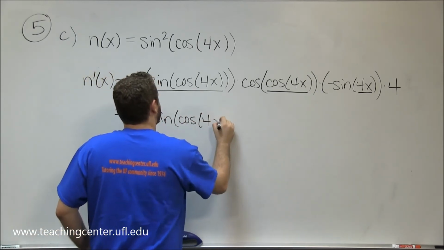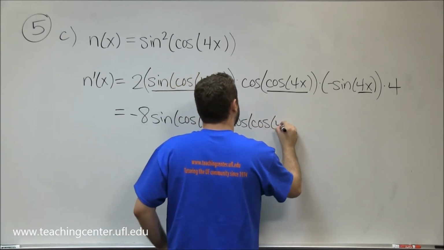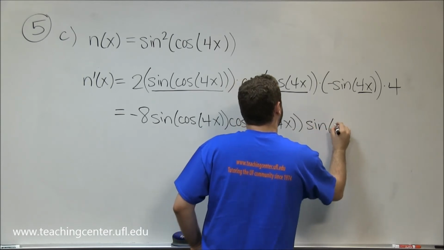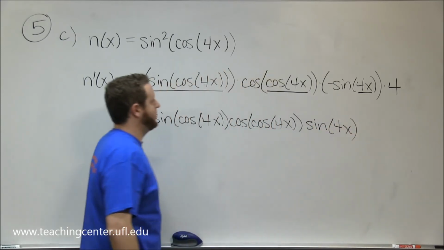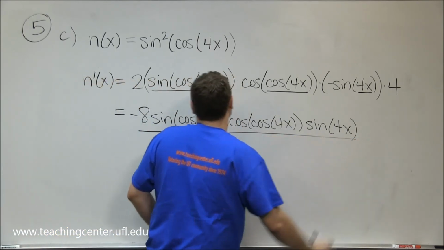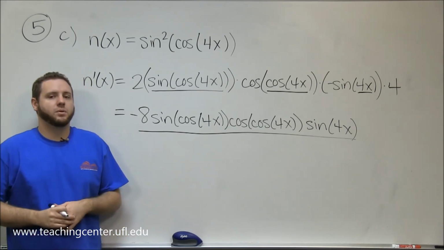Sine of cosine of 4x, cosine of cosine of 4x, and sine of 4x. So this whole line, that's going to be our derivative of this function using the chain rule appropriately.